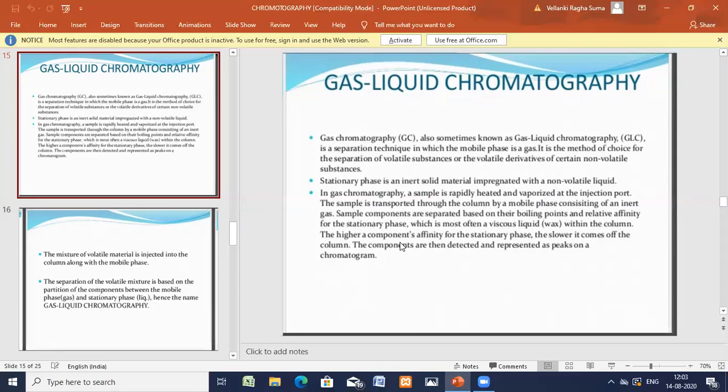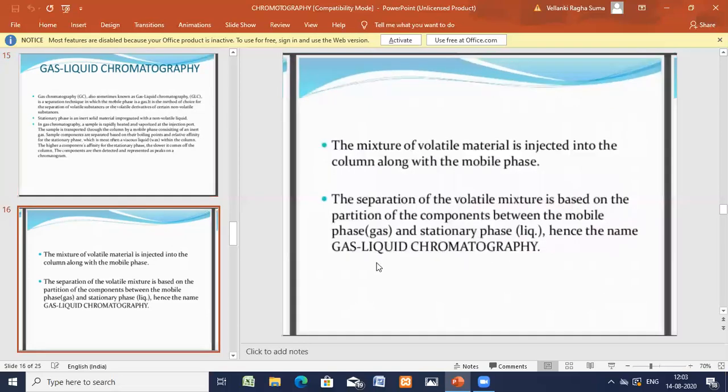The higher a component's affinity for the stationary phase, the slower it comes out. The more the affinity, the more it gets attracted and the more slowly it comes out. The components are then detected and represented as peaks on the chromatogram. Okay, that is gas liquid chromatography.